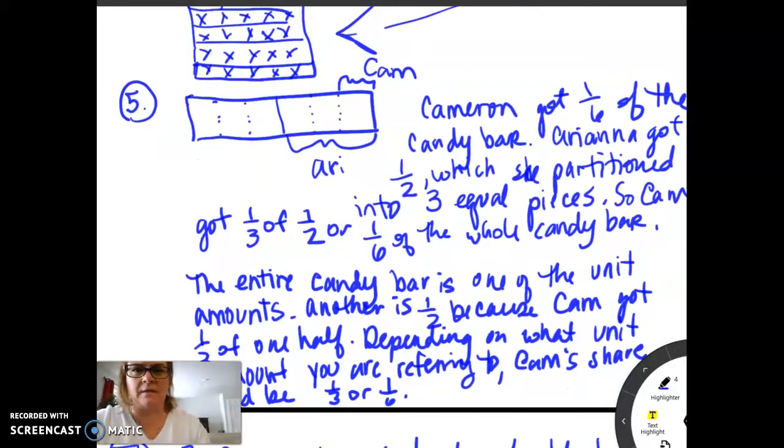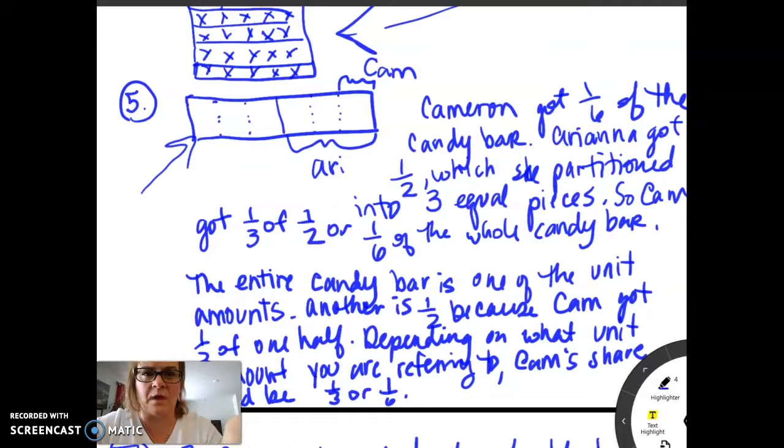Since we know that Ariana got half of the candy bar, I'm using a strip diagram. That's what you see right here. It's also called a tape diagram. I think more common language today though is strip diagram. And so I'm indicating that Ariana has half of that candy bar.